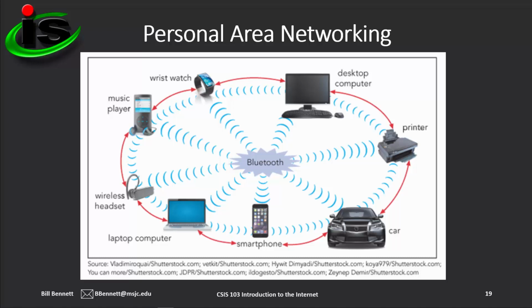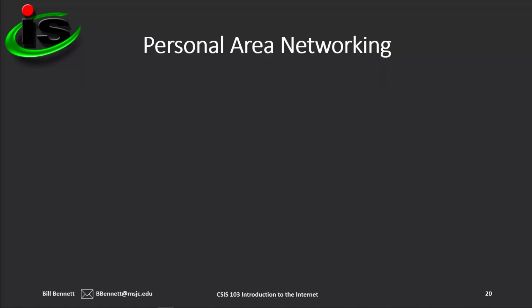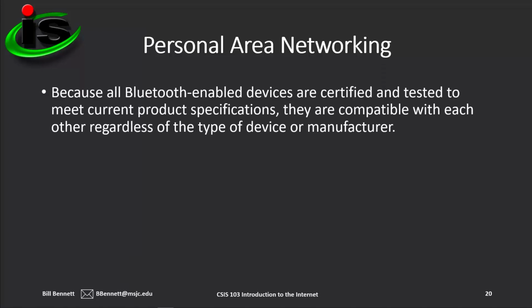This image shows how you might use Bluetooth to create a wireless PAN to connect your electronic devices. When you have visitors to your office, their Bluetooth-enabled devices might also connect to your devices. Because some car models include Bluetooth-enabled phones, you can extend your wireless PAN to include the use of some devices while in your car. Because all Bluetooth-enabled devices are certified and tested to meet current product specifications, they are compatible with each other regardless of the type of device or manufacturer.